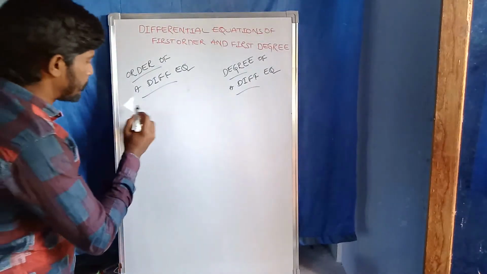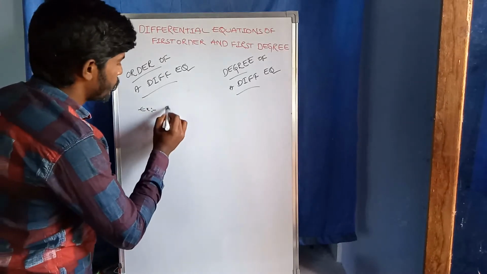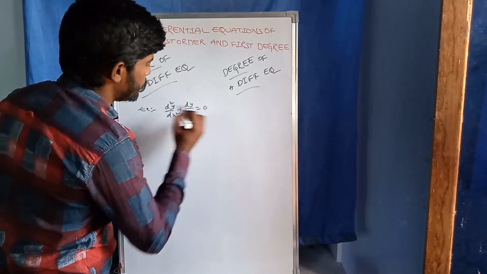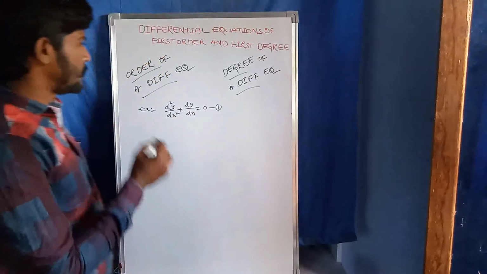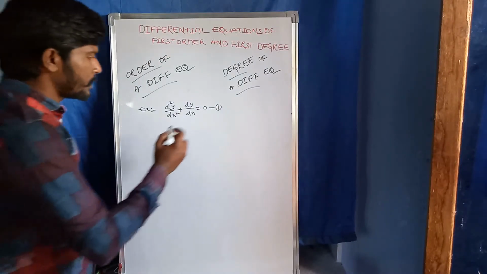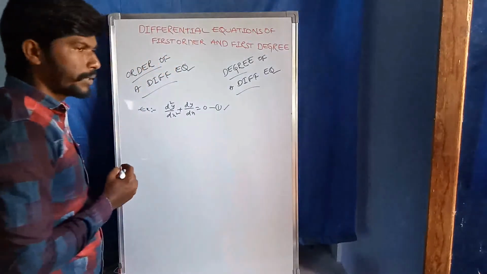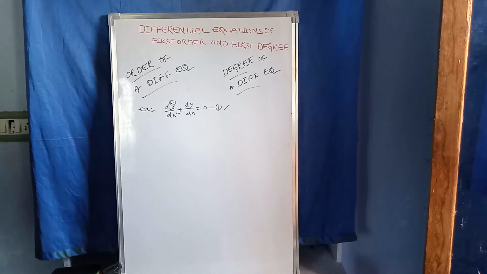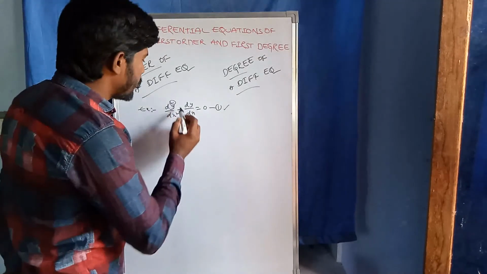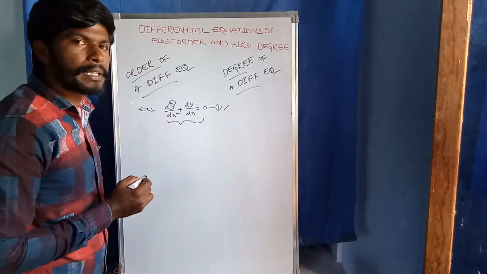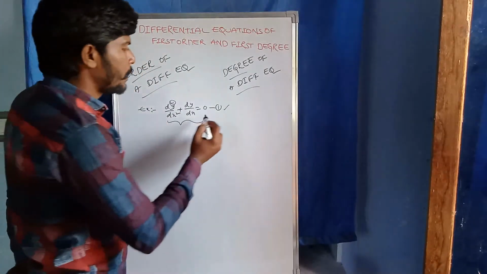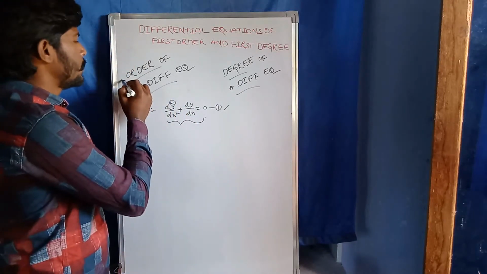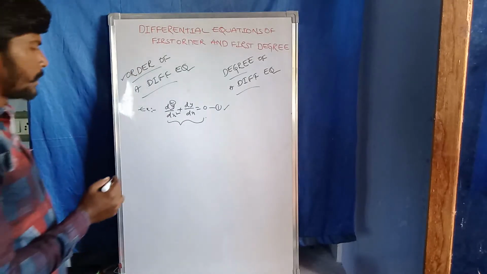For example, d square y by dx square plus dy by dx is equal to 0. In this differential equation, the order of the differential equation is 2. The highest derivative in the differential equation is called the order of the differential equation.